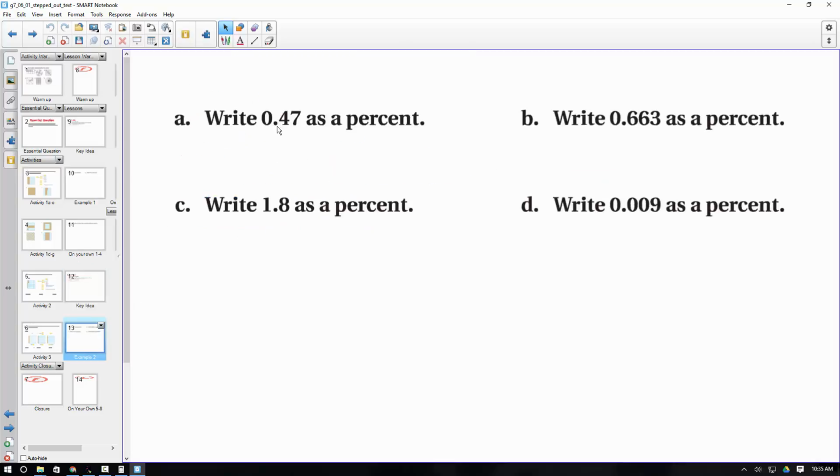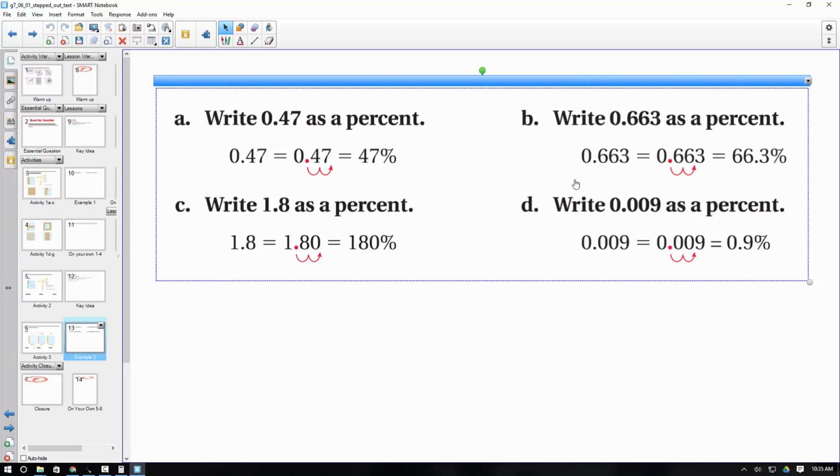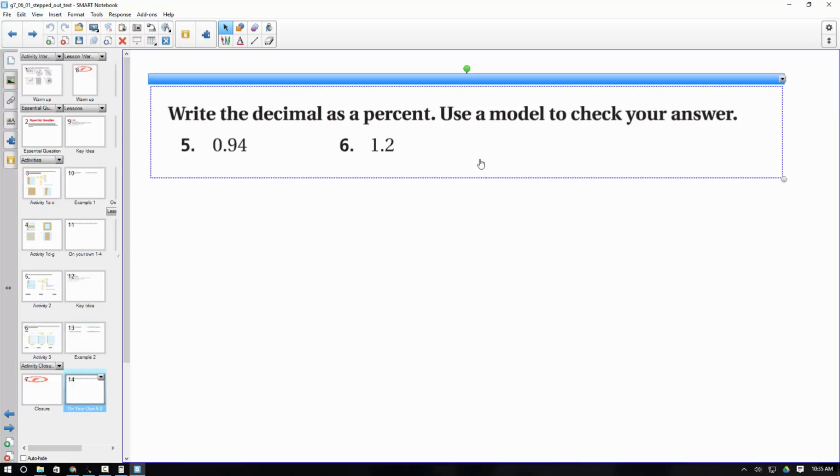So 2 places over, I have 47%. This would be 66.3%. This is 180%. You have to go over 1 and then 2. So it'll be 180%. And then finally, 0.9%. And then write this as a percent. So use this. So move over 2 places, 94%. This is 120%, 31.6%, and 0.5%.